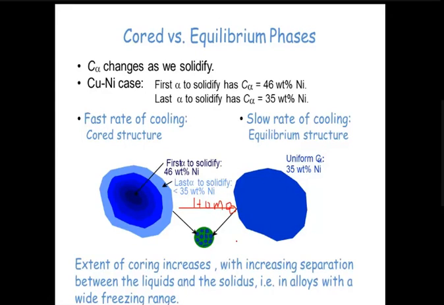The extent of coring, or degree of coring, increases with increasing separation between liquidus and solidus, that is, in alloys with a wide freezing range. If the difference between liquidus temperature and solidus temperature increases, the extent of coring also increases.